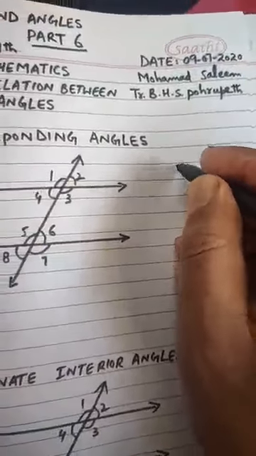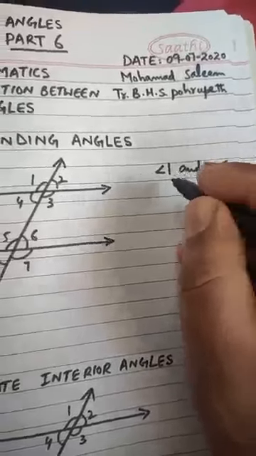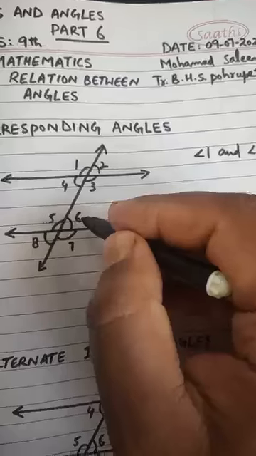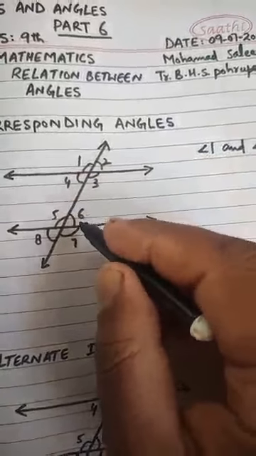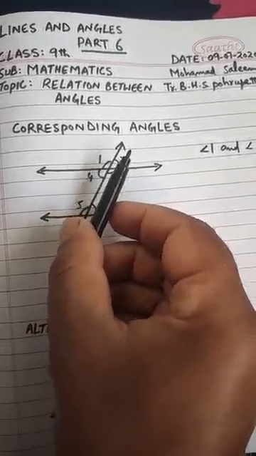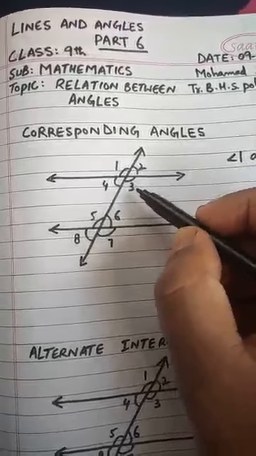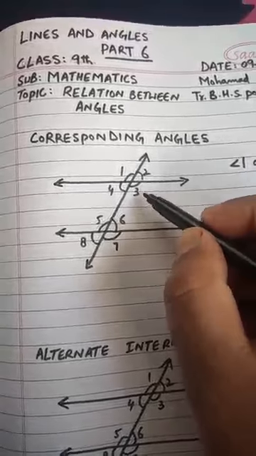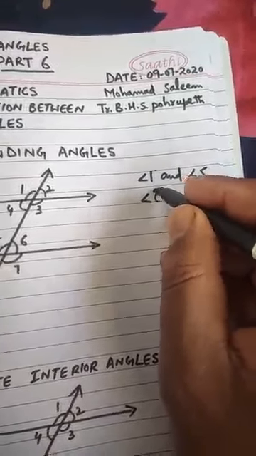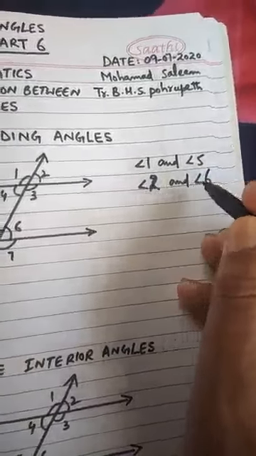So we have angle 1 and angle 5. These are a pair of corresponding angles. Similarly, we have angle 2 and angle 6, because angle 2 is an external angle, angle 6 is an interior angle, and these two angles are on the same side of the transversal, that is, on the right side of the transversal. One is external and another one is interior. Although angle 3 was also interior, it is an adjacent angle. We have to leave out this adjacent angle. Angle 2 and angle 6 form a pair of corresponding angles.